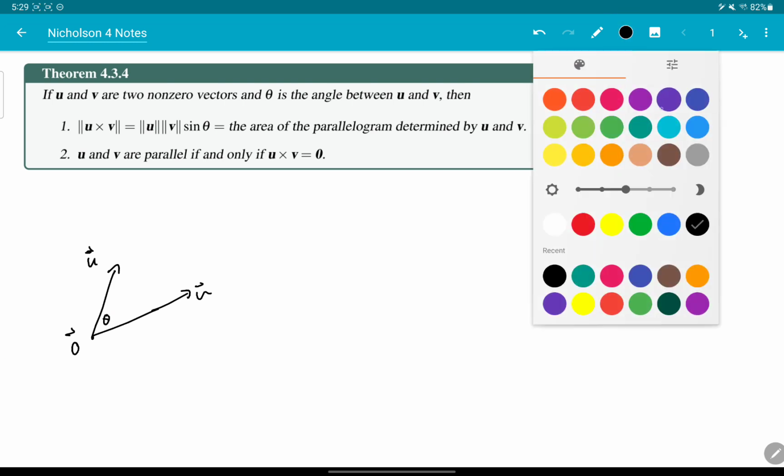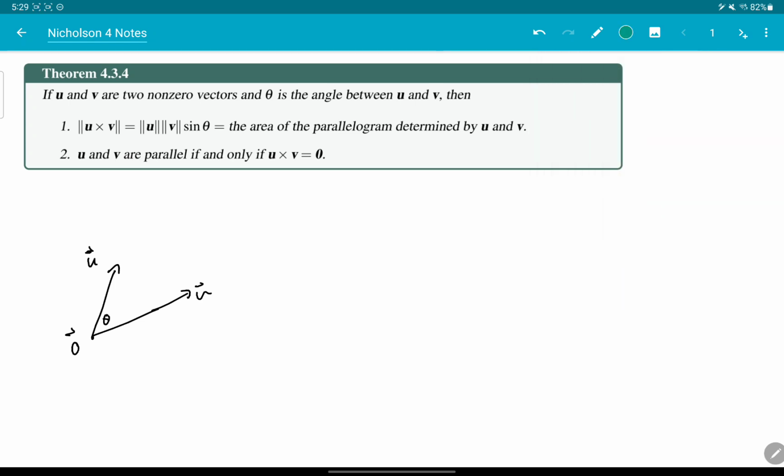Now you have a parallelogram determined by these two. Well, that is the obvious thing. You do this, and you have an area of this thing here.